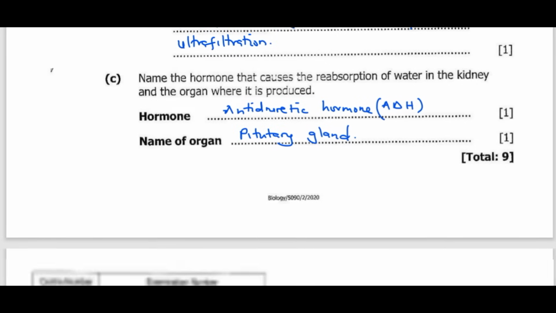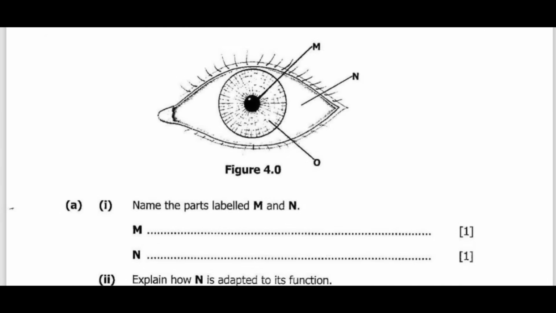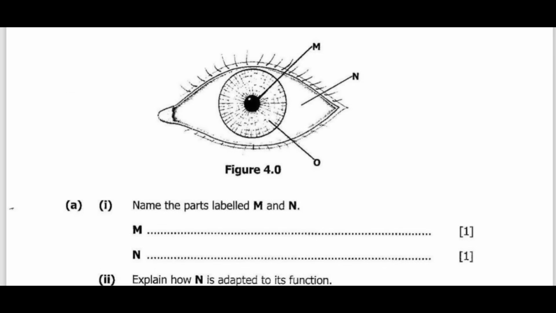Okay, let us move to the next question. Figure 4.0 below shows the external parts of the human eye. So this is the human eye. We have M, and then we have N, and then we have O. We want to identify them. Name the parts labeled M and N. What are these parts?